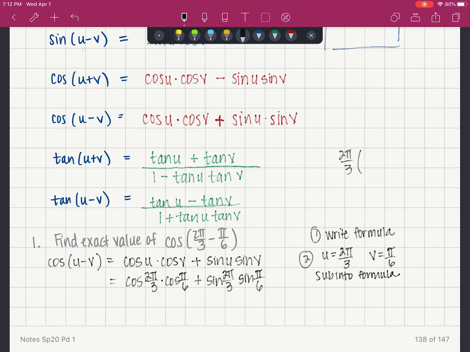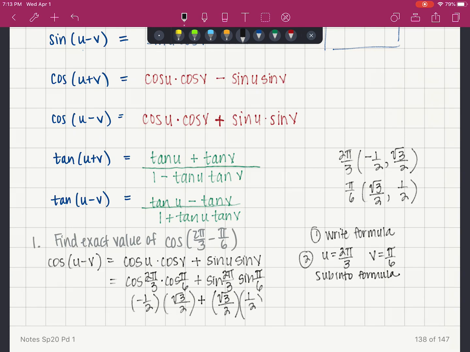The cosine of 2 pi over 3, 2 pi over 3 is an ordered pair of negative 1/2, comma, square root of 3 over 2. So the cosine is going to be negative 1/2. The cosine of pi over 6, the ordered pair for pi over 6, is the square root of 3 over 2, comma, 1/2. Cosine is going to be square root of 3 over 2. Then we're going to add to that the sine of 2 pi over 3, which is the square root of 3 over 2, times the sine of pi over 6, and the sine of pi over 6 is 1/2.